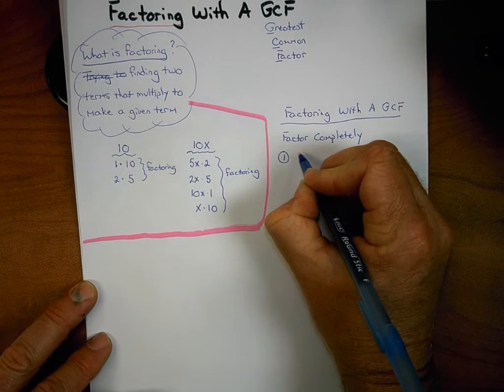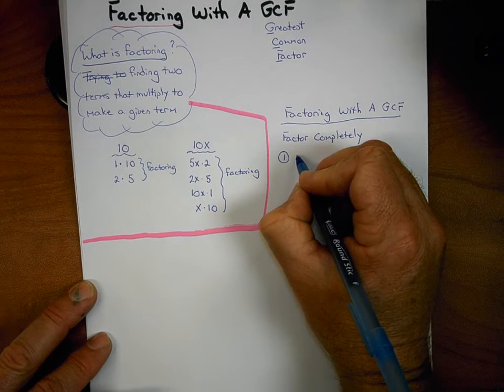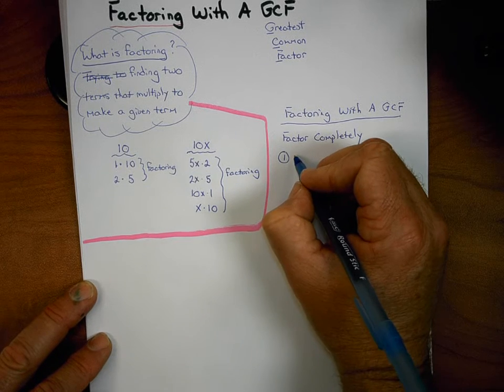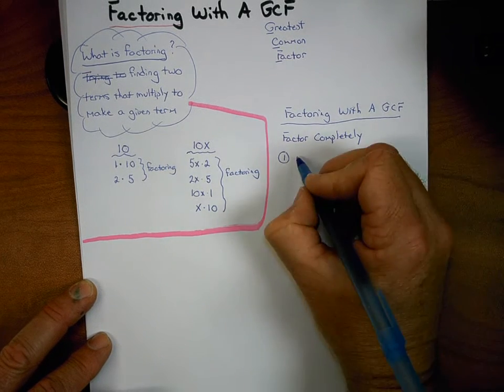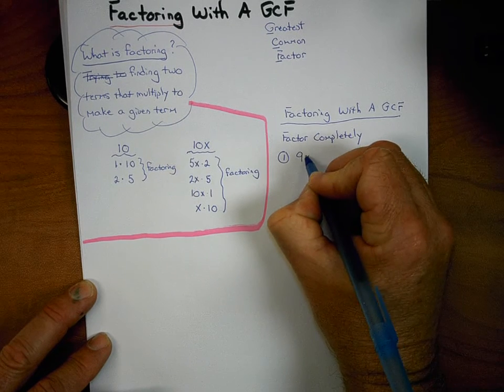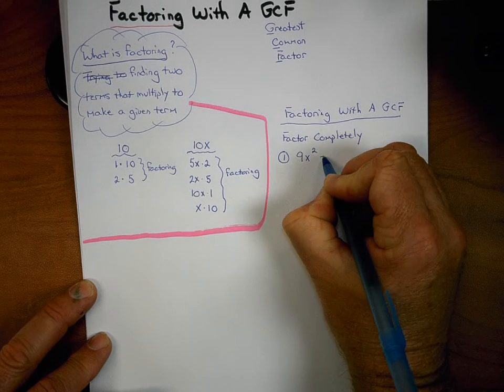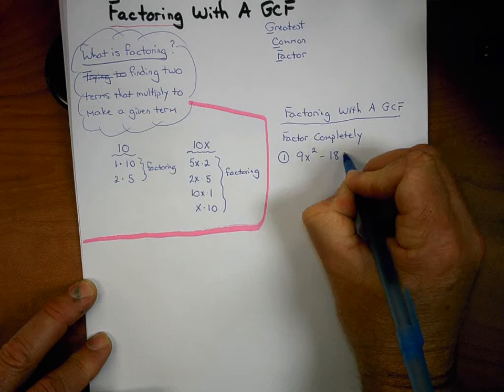So let's say I give you the binomial. Let's think of a binomial. Kaylee, Laura, can you think of a binomial? Good. I like that one. I don't know if you heard what Kaylee said. She said 9x to the second power minus 18x.